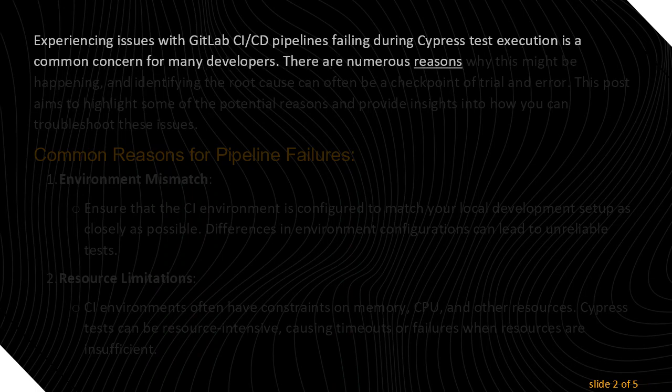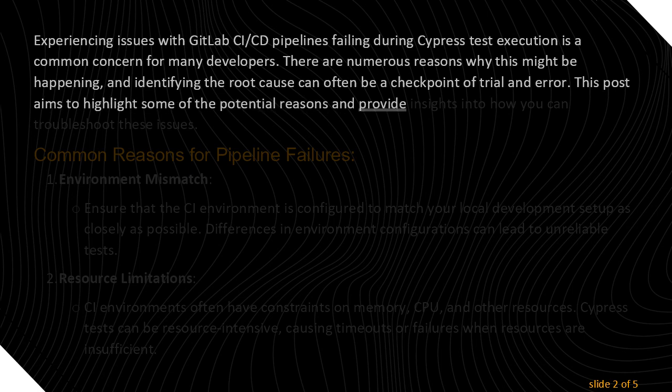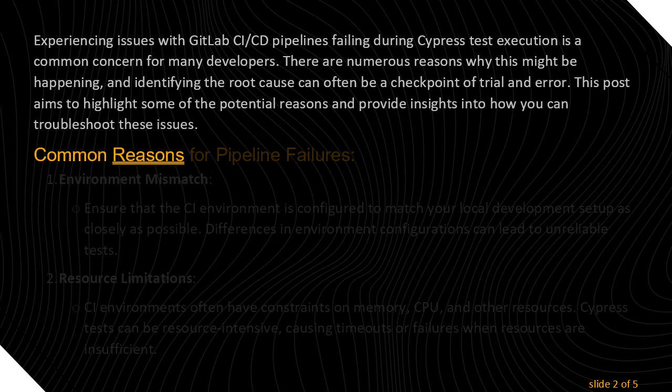There are numerous reasons why this might be happening, and identifying the root cause can often be a checkpoint of trial and error. This post aims to highlight some of the potential reasons and provide insights into how you can troubleshoot these issues. Common reasons for pipeline failures.